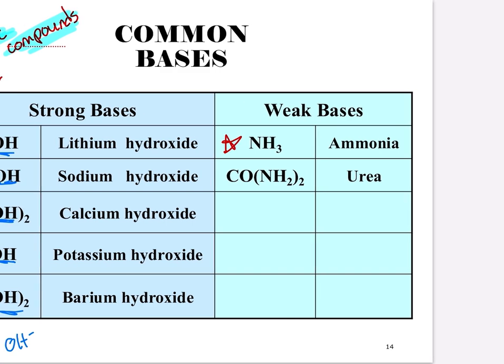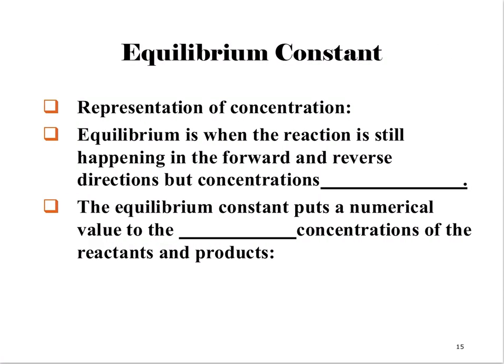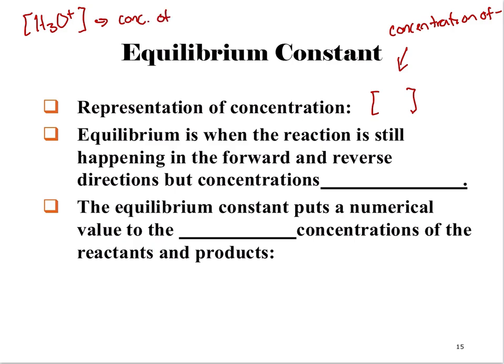Okay, and so before we move on and continue with acid and base, I just want to take a second to discuss a little bit about equilibrium. So when we talk about solutions, we talk about concentrations of solutions. How we represent the concentration of a compound is usually by brackets, right? So this means the concentration of, for example, H3O plus with the brackets around it means the concentration of H3O plus in the solution.